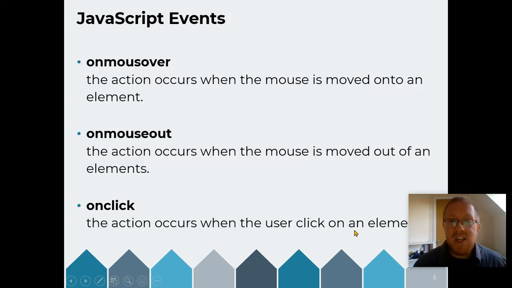So JavaScript works with events. The user has to do something, and as a result of the user doing something, an action takes place. The different events are onmouseover, so when the mouse goes over something, an action will take place. Onmouseout, when the mouse moves away from an area, an action will take place. Or onclick, when the user clicks with the mouse on an area, something will happen.